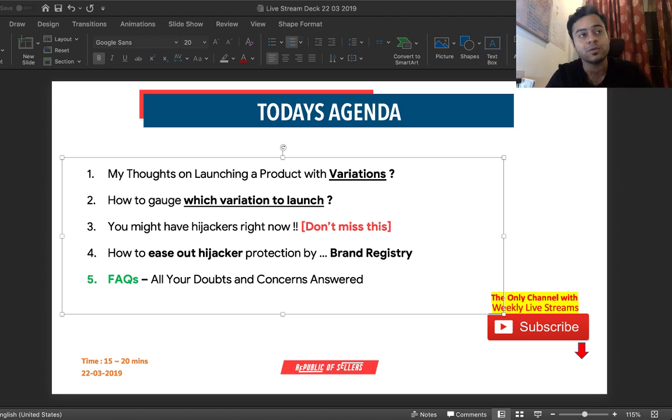I had also used keywordinspector.io. I think they had a feature called reverse ASIN, which is also there in Helium 10. So I had used that for sure.